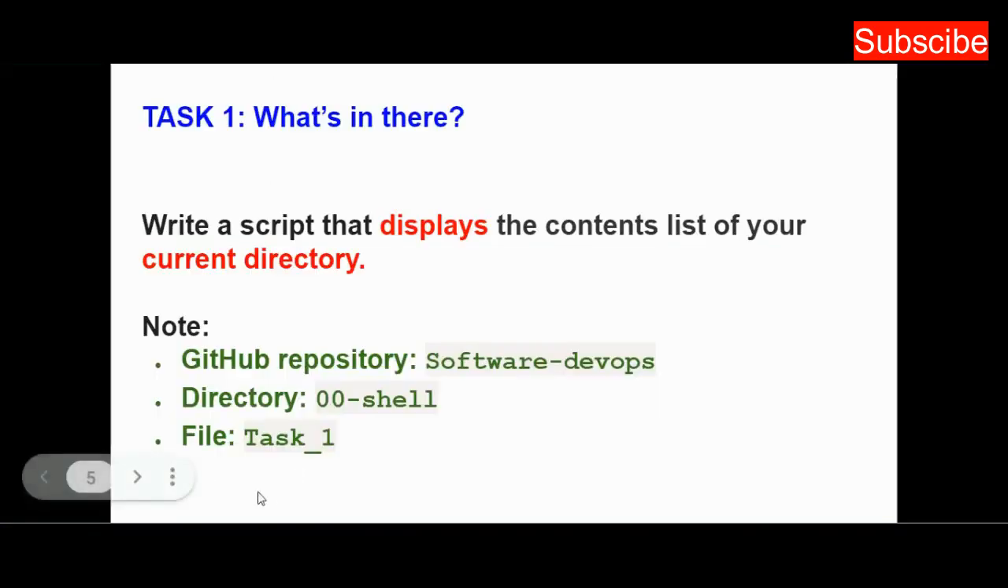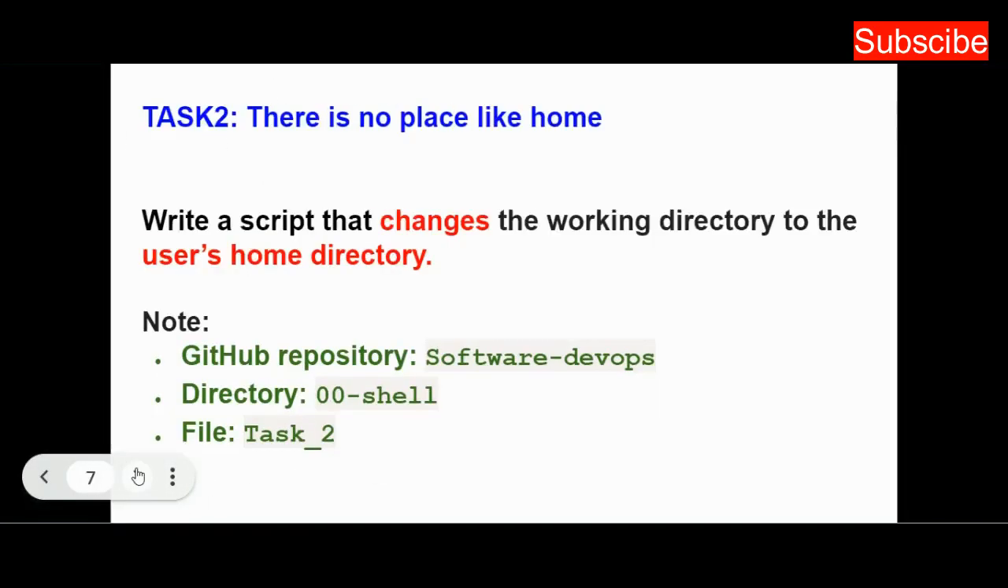So back to this, we have another task. There is no place like home. It says write a script that changes the working directory to the user's home directory. So what is the command that takes us to our user's home directory? Everything remains the same. The GitHub repository is the same, the directory is the same, just that now the name of the file is task_2. So you do the same thing we've always done.